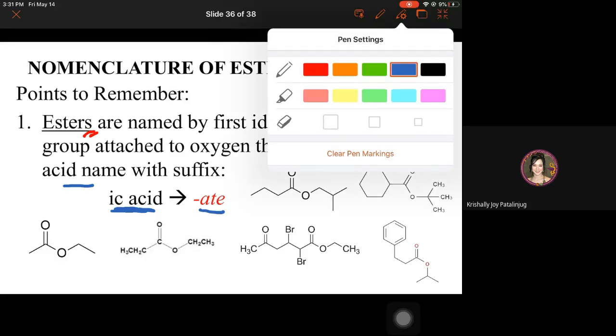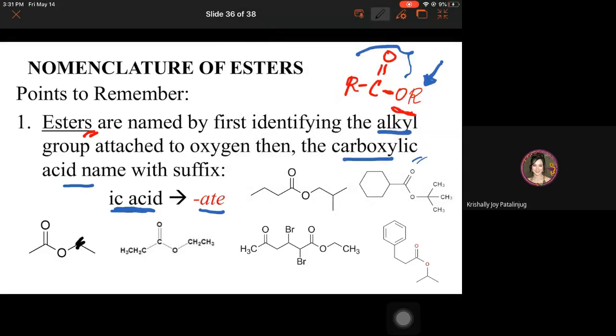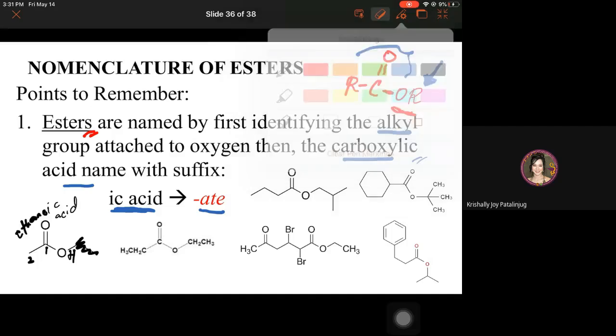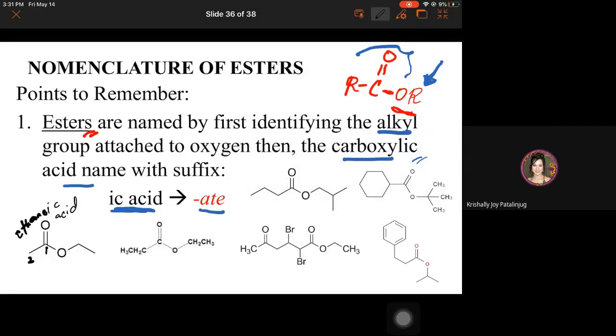Example, I'll erase this. This is first an acid, right? What is that acid? Carbon 1, 2. This is ethanoic acid. But if you look at its structure, there is an OR. This is the OR part. So this is an ester. In naming an ester, identify the alkyl group attached to the oxygen. This is carbon 1, carbon 2. So a 2-carbon alkyl group. What is that alkyl group? If 2 carbons, it's ethyl. Very good. That's ethyl.